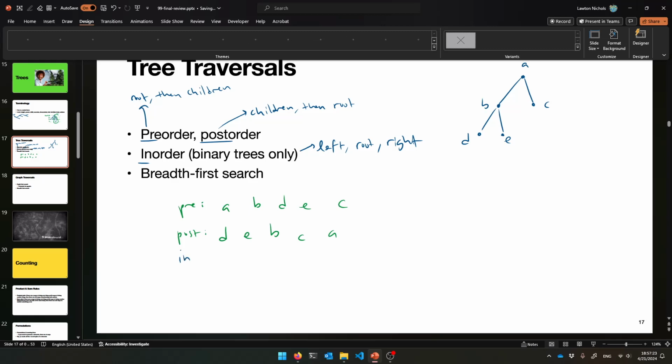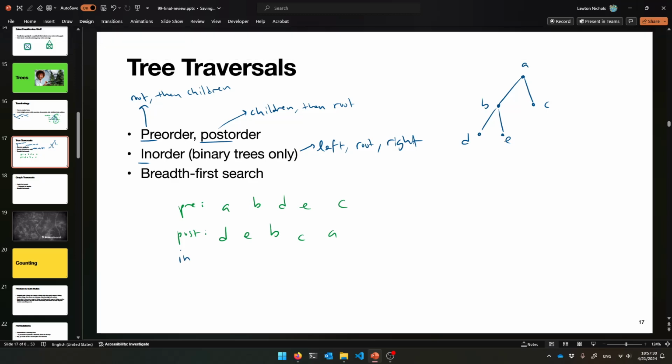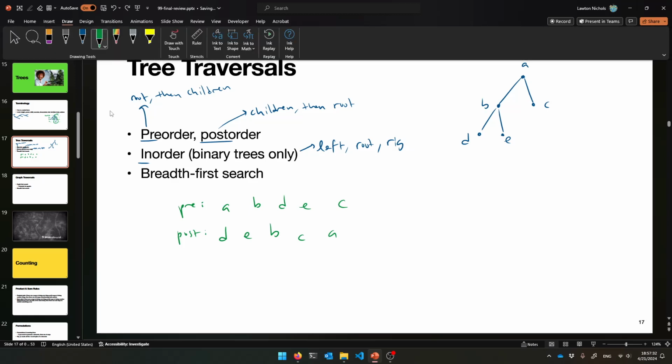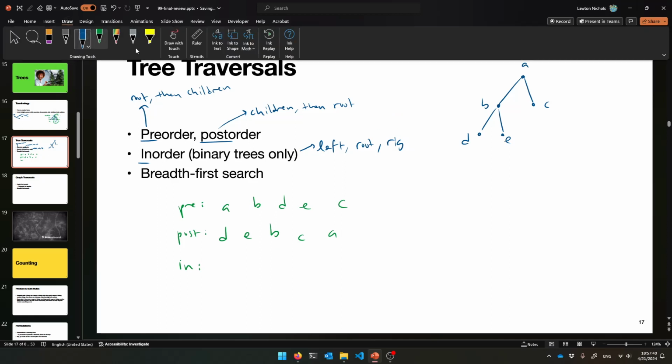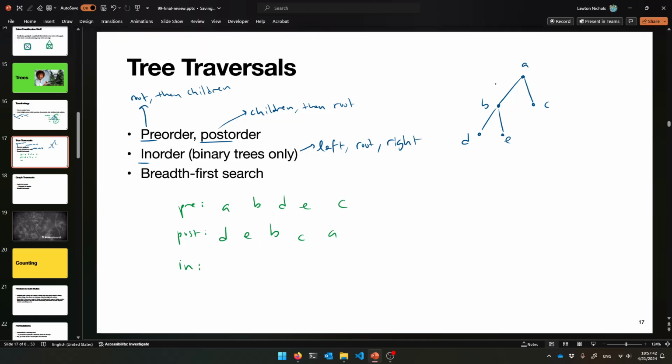So in order. Oops, I did not mean to click that button. Oh no, now it's loading. Go away. Okay, cool. Let's go back to green. So in order. So it's always left, root, right. And somehow I deleted too much stuff. Right. Okay.